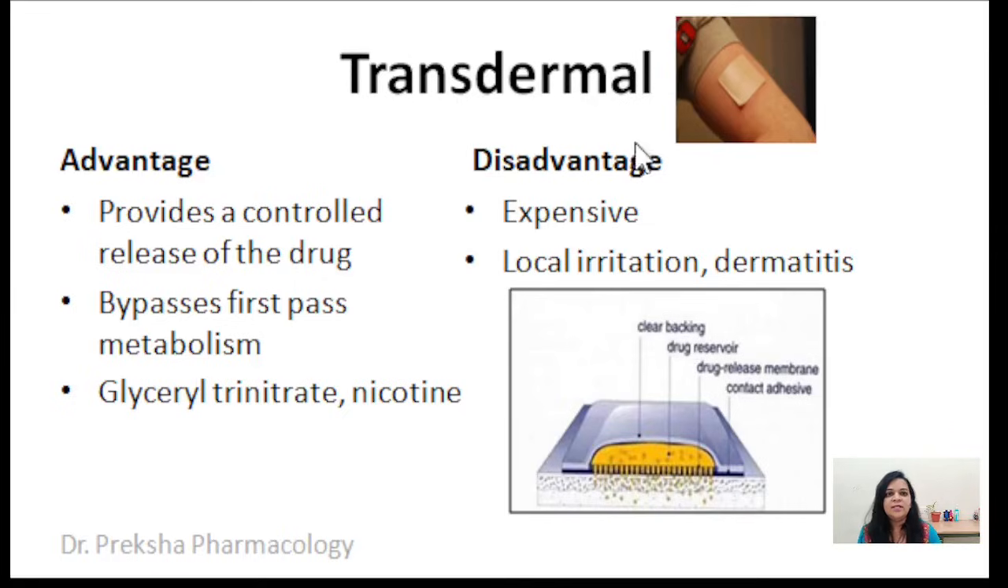So when you give the drug by transdermal route, it will have a 1 to 3 days of action and provides smooth release of the drug.